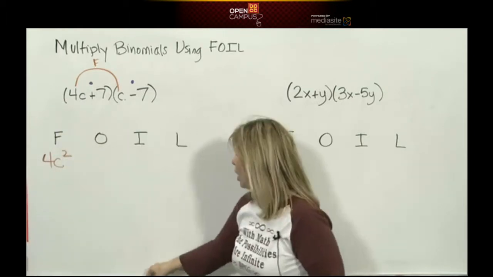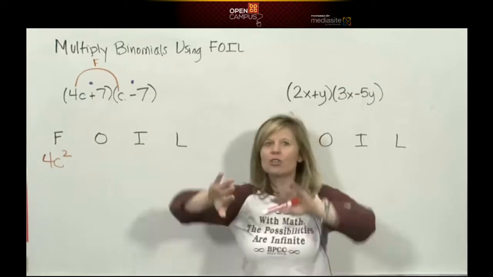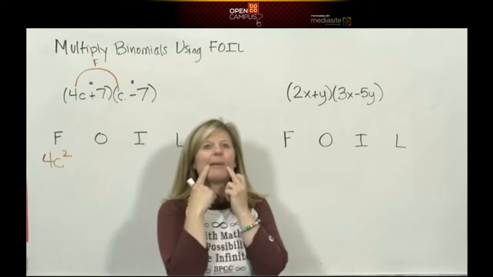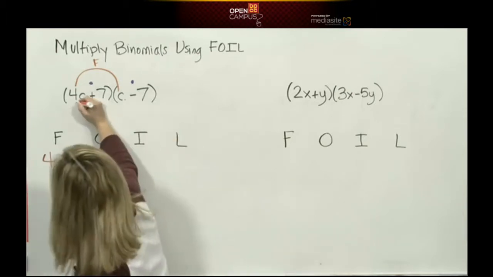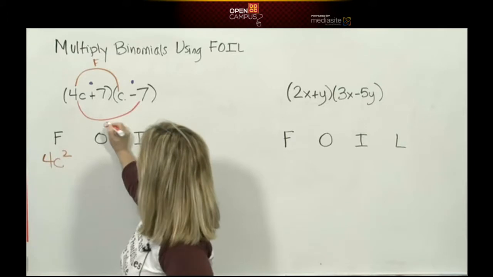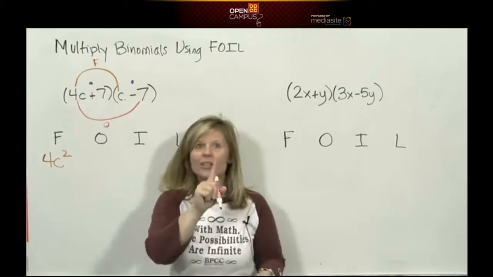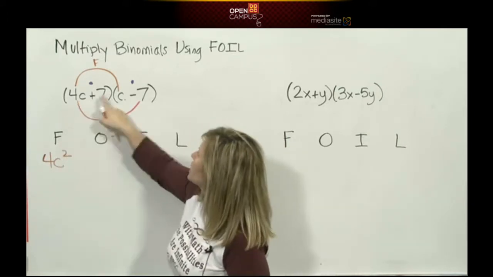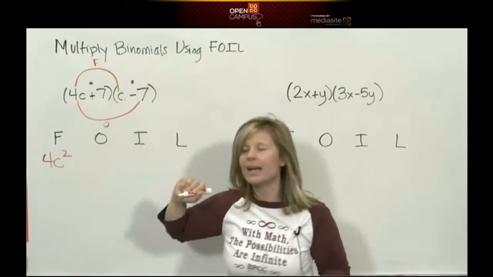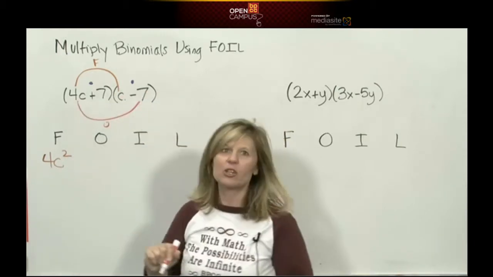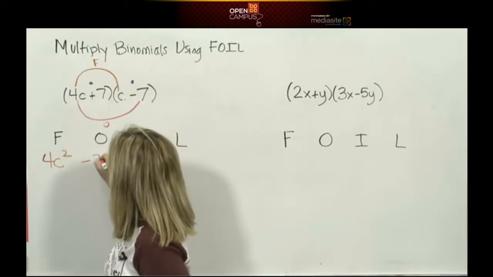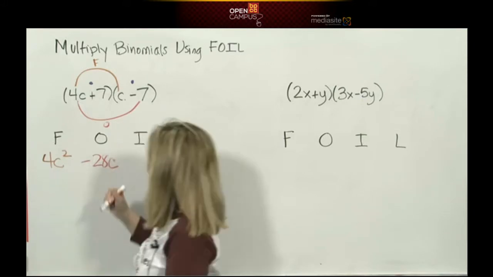Then we're going to do O, outers. Outers are the two outer terms of the parentheses. The outers should make the man smile. The outers are the 4c times the negative 7. So that will make his mouth. Watch your signs. 4c times negative 7: a positive times a negative is a negative. 4 times 7 is 28. 28 with a c would make a negative 28c.